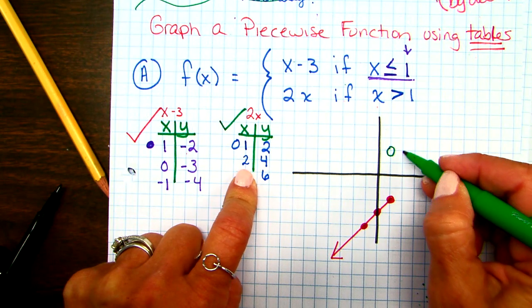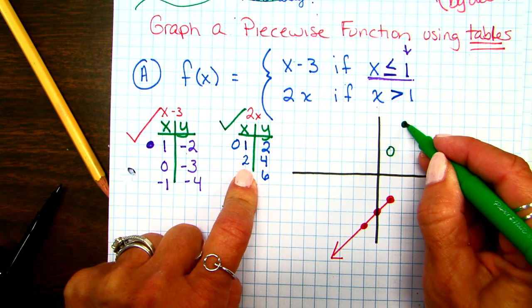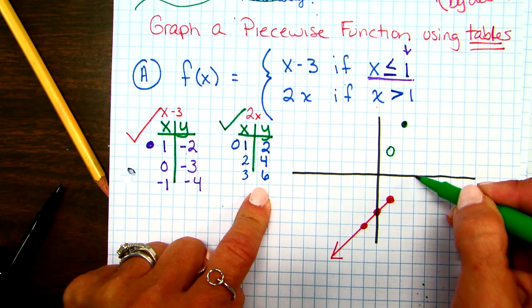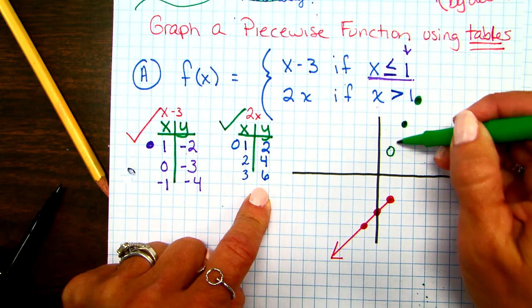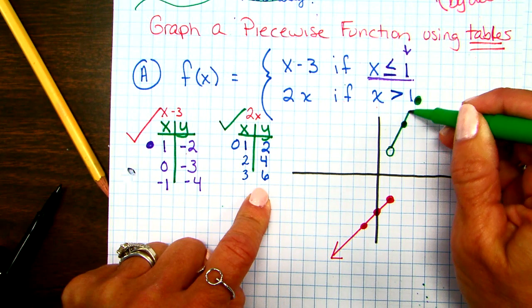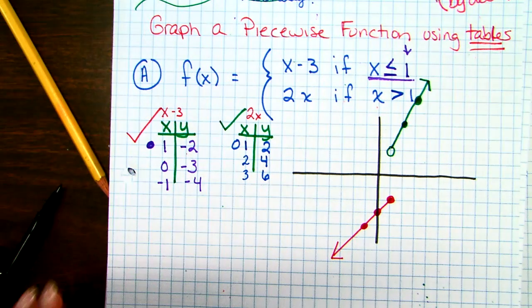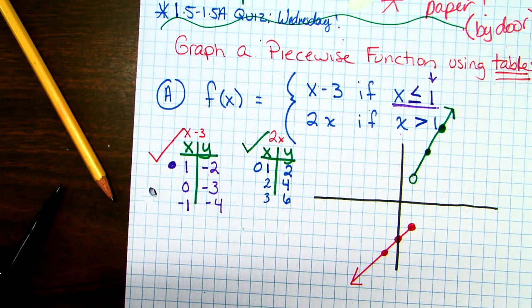The right 2, 4, and then 1, 2, 3, 6. Okay, guys, back to me, back to me. Look, and then connecting them, arrow on that. That's it. That's your piecewise function.